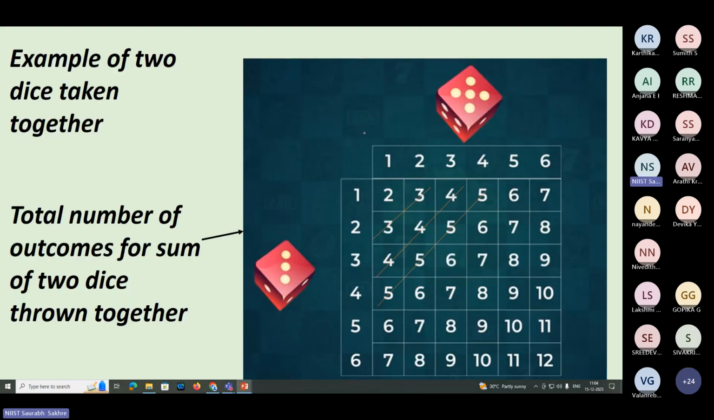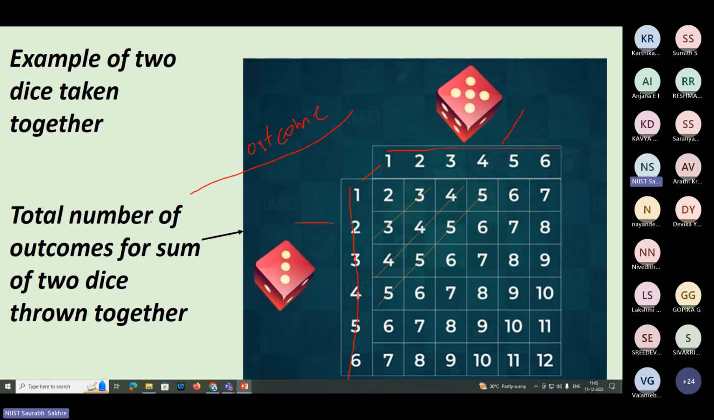Suppose this is the outcome matrix. Okay, this is the first die. This is the second die. Here 1 2 3 4 5 6 can occur. Here 1 2 3 4 5 6 can occur. And in between the sum is mentioned, like 1 plus 1 is 2, 2 plus 1 is 3, 3 plus 1 is 4, 4 plus 1 is 5, 5 plus 1 is 6, 6 plus 1 is 7. Similarly 1 plus 2 is 3, then 4. Okay, like that the sum is mentioned.